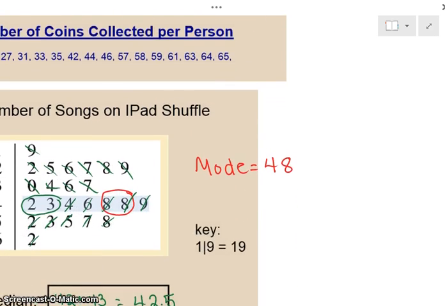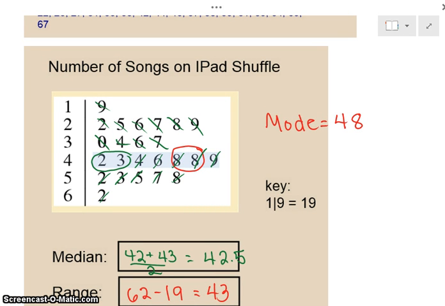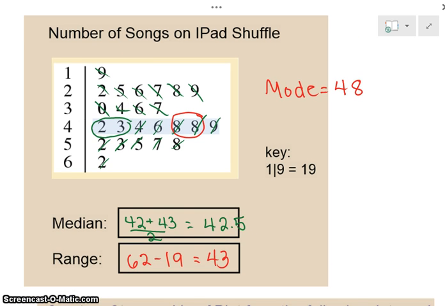Indeed. So here's an example where the mode is 48. You can see where the 8 repeats, and it's the only leaf that repeats. And the 42 and 43 are the 2 middle numbers. So when you find the median, you get 42.5. The range is 62 minus 19, which gives you 43. And notice the key. You always want to have a key.